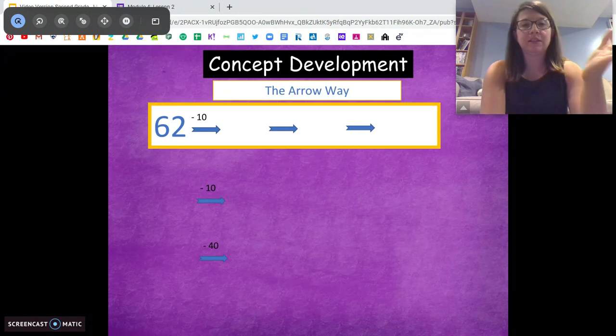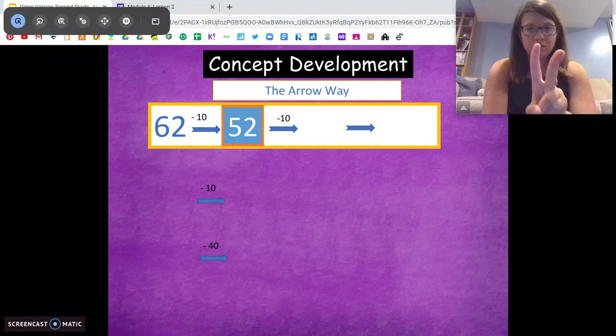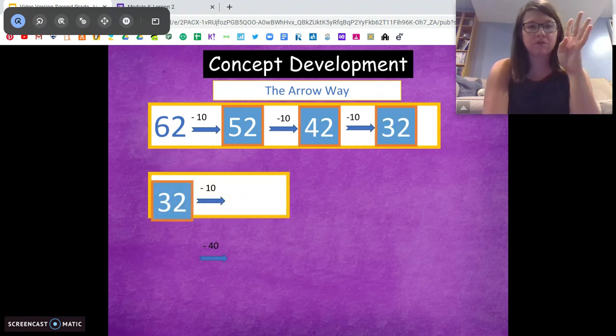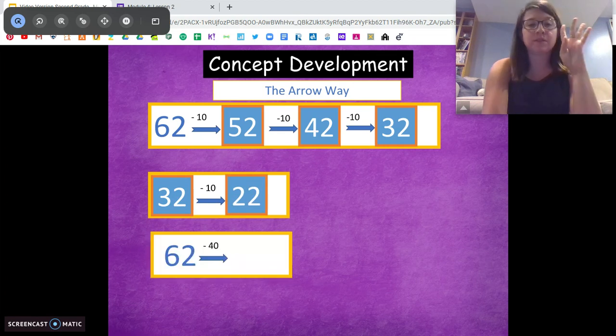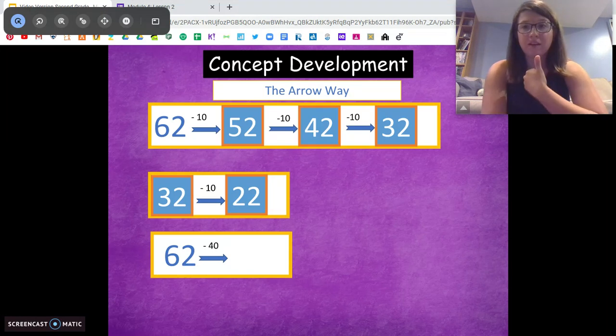So I'm going to start at 62. Take away 1 ten, 52, 42, 32, 22. There's our 4 tens. So 62 minus 40 is 22. Thumbs up if you got it that way.